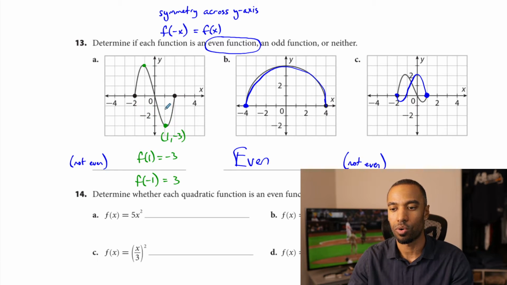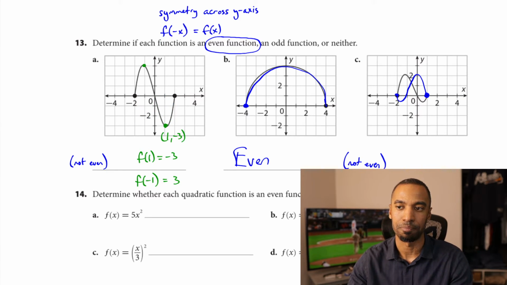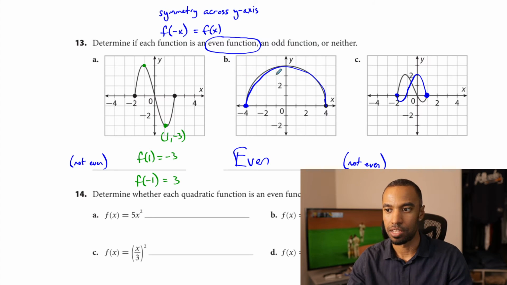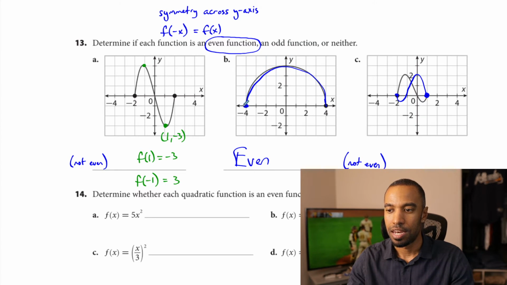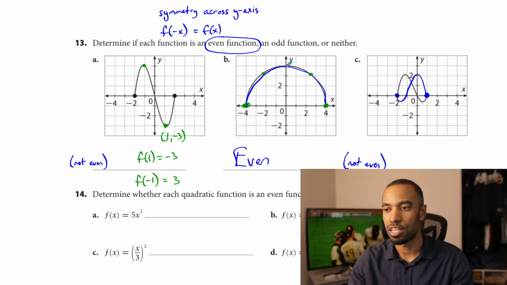So it needs symmetry across the y-axis. This doesn't have that. And this one does. If I did f of negative 4, I get 0. If I do f of positive 4, I get 0. If I do f of this, I get that. F of negative this, I get the same y. And that gets an even function that's symmetrical across the y-axis.